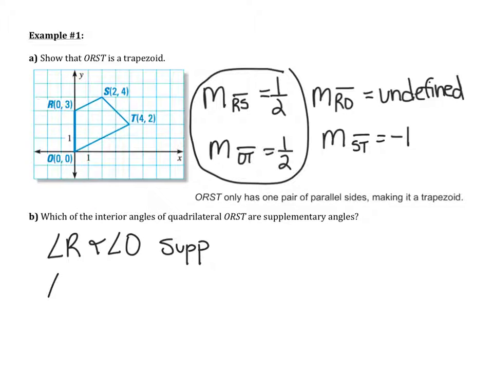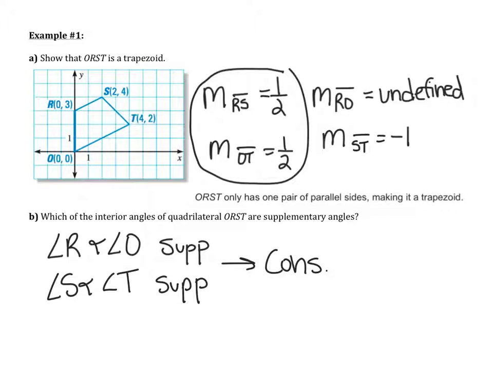So again, angle S and angle T are supplementary, and to justify this, we would use the consecutive interior angle theorem. And something to note, this will always be true. Angle R will always be supplementary with angle O, and angle S will always be supplementary to angle T, as long as we have only one pair of parallel sides in the trapezoid that you're given.